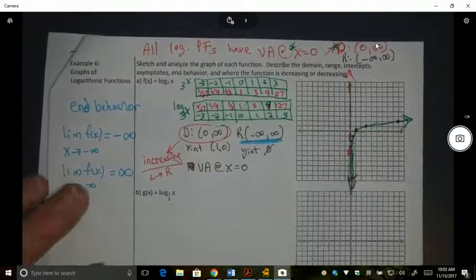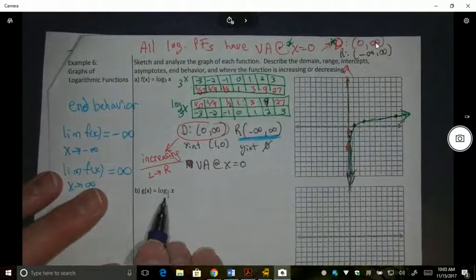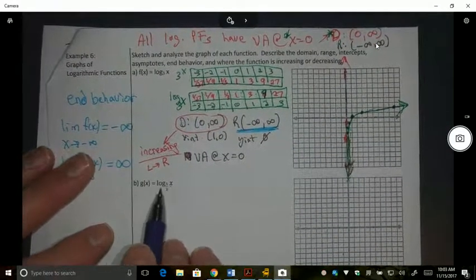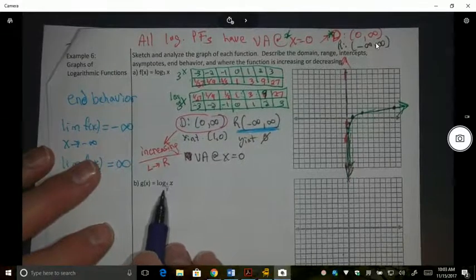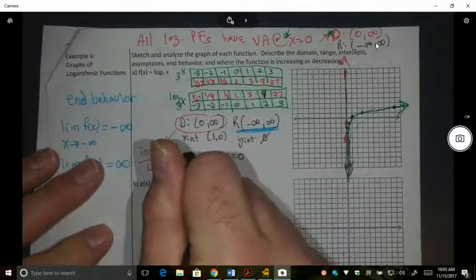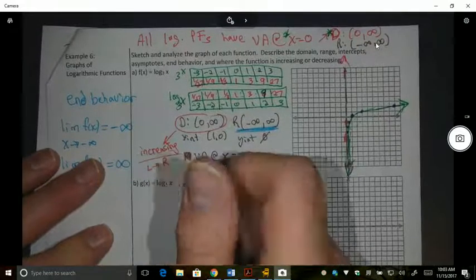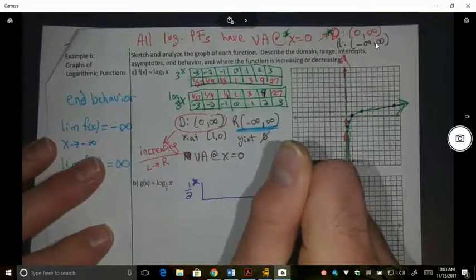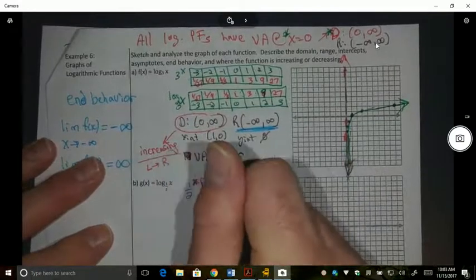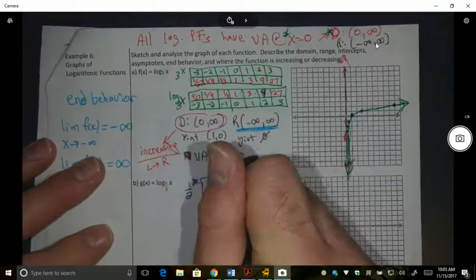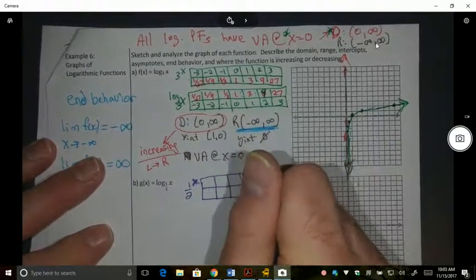All right, let's take a little look at letter B. We're going to make a table again. This time our logarithmic function has a base of 1/2. There's no other transformations or anything like that, so I'm just going to look at its simple inverse, which is 1/2 to the power of x. Some of you are going, oh no, we got fractions, but it's actually not that bad, because what's the reciprocal of 1/2? 2.